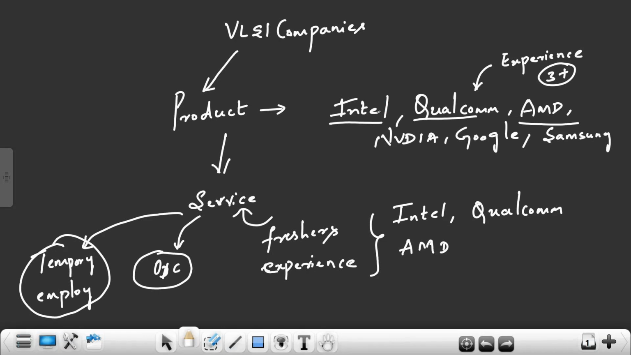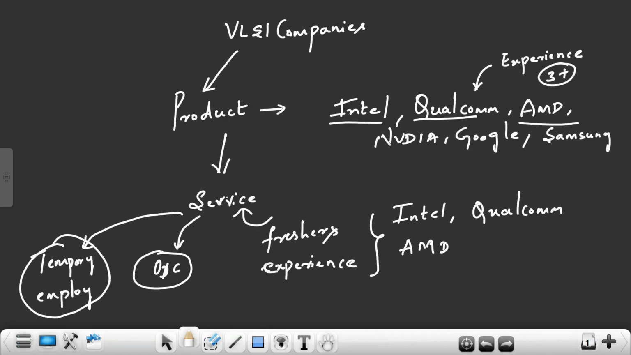The second thing is they will hire directly from NITs or IITs. They will never go to the normal colleges, these product-based companies. So you can enter only through service-based companies. But even when you are working in service-based companies, you have to clear the interviews of these companies.